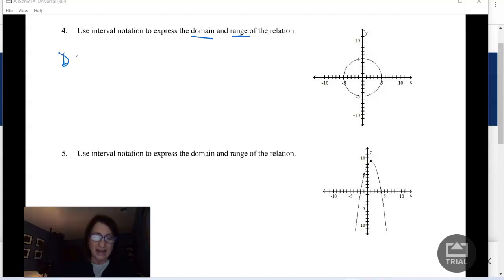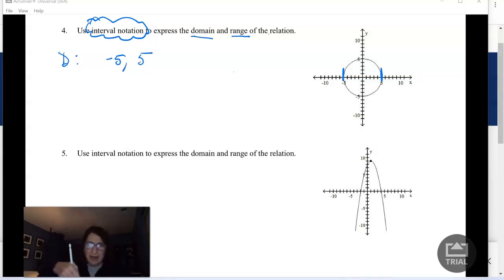So my domain, when I express it using interval notation, is going to be my x values. So my x value that is furthest to the left is going to be -5. That'll be my smallest number. My largest number is going to be +5. My circle goes through that point. And so I'm going to use square brackets because it goes through both of those endpoints.